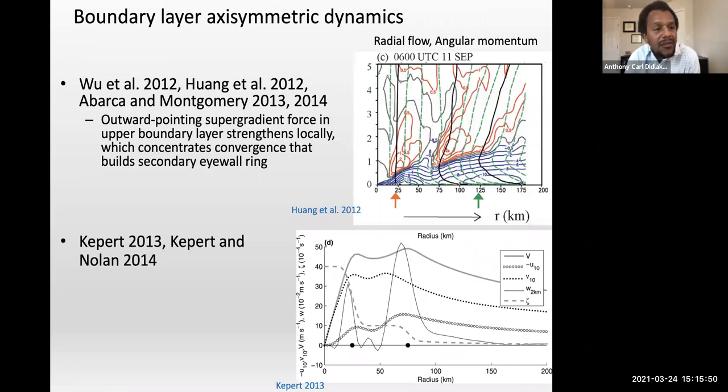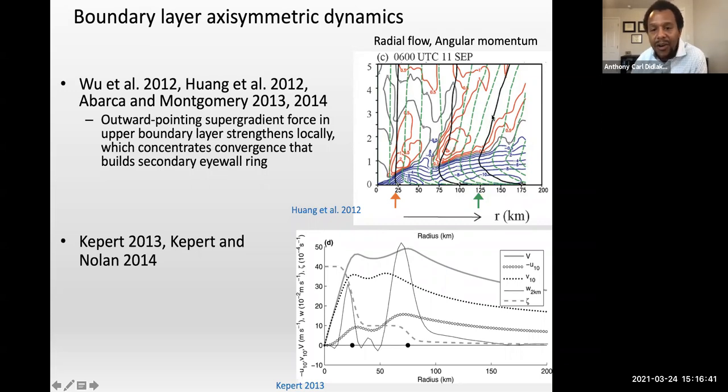Another approach to secondary eyewall formation is understanding how the boundary layer plays a role. There have been a few papers that look at the axisymmetric dynamics in the boundary layer, and there are two ways to think about this. The first one, by Wu et al., Huang et al., and Bui and Montgomery, noticed that at the radius of the secondary eyewall development, there tends to be an outward-pointing supergradient force in the upper regions of the boundary layer. That occurs at about 125 kilometers radius in this diagram, where you have your inflow in blue and outflow in red.